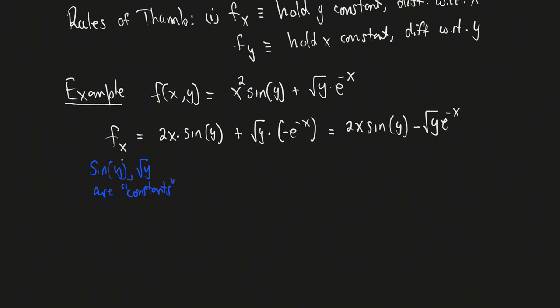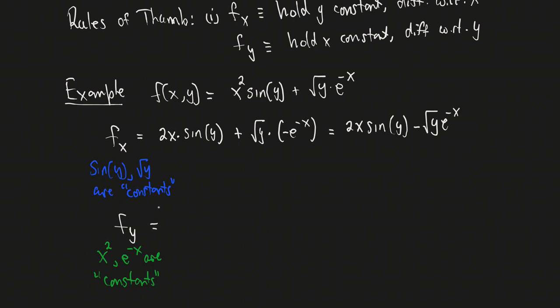So let's see what it looks like. How is it different when we're computing f sub y? Well, in that case, everything that has an x will be treated as constant. So we're going to treat the x squared and the e to the negative x as constants, right? Just for this purpose. Even though these are two independent variables, it's almost like we're keeping one of them fixed, and then we're letting the other one actually vary, right?